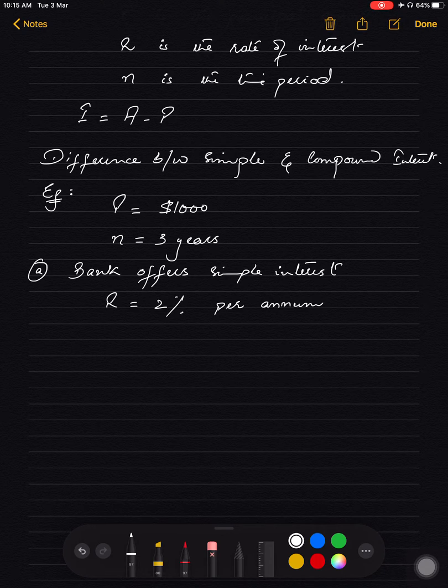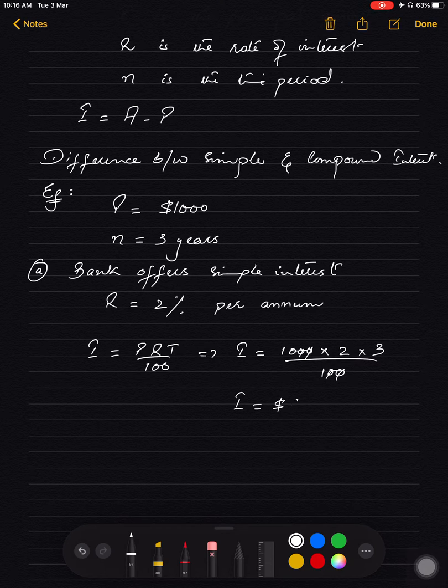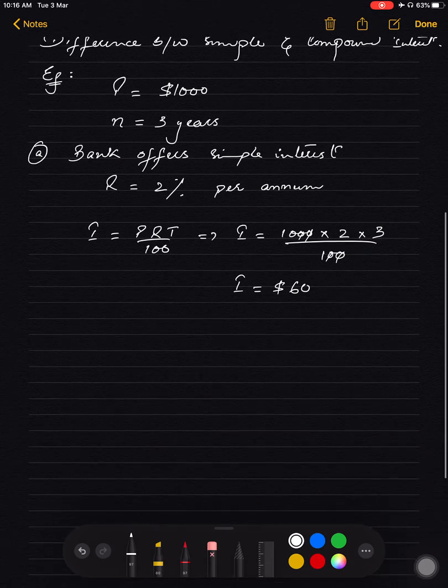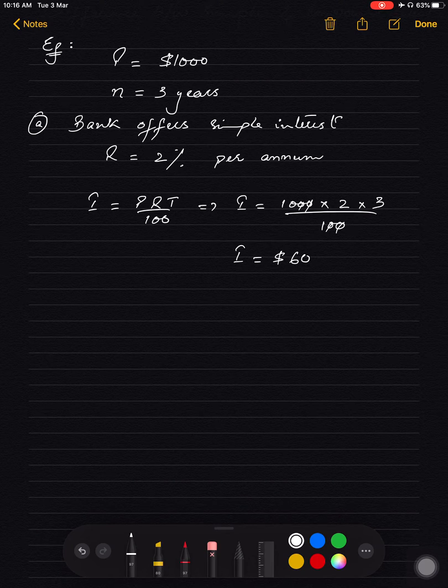So the simple interest will be, we know the formula to calculate the simple interest, I is equal to PRT upon 100. So put the values. P is 1,000. The rate of interest R is 2, time period is 3 years, upon 100. Cancel the zeros. 10 into 2 into 3, it means $60. The simple interest is $60.